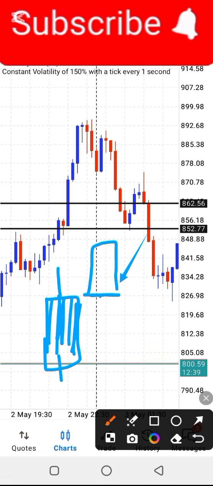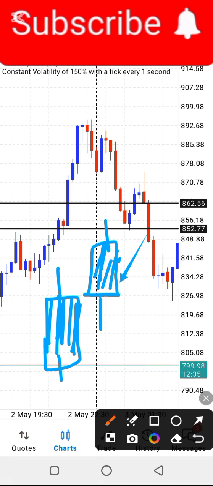Okay, you're going to have something like this. So this level right here, where the open of this candle is more or less on the same line with the close of this other candle. This level is what we call the open close level. So what you do with the open close level, you simply place a horizontal line along that level.